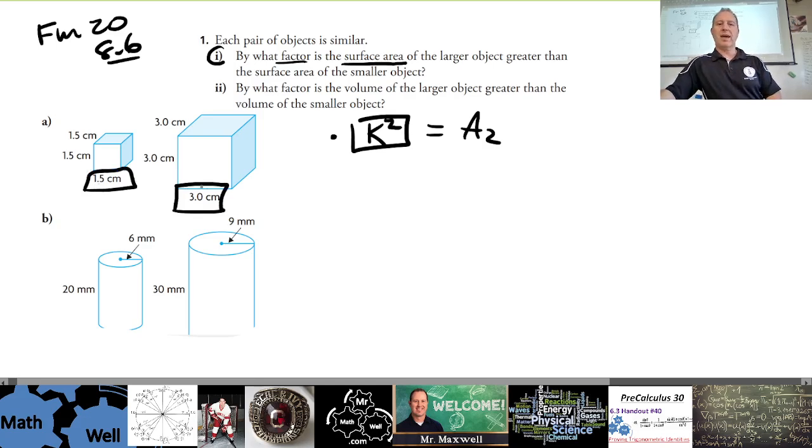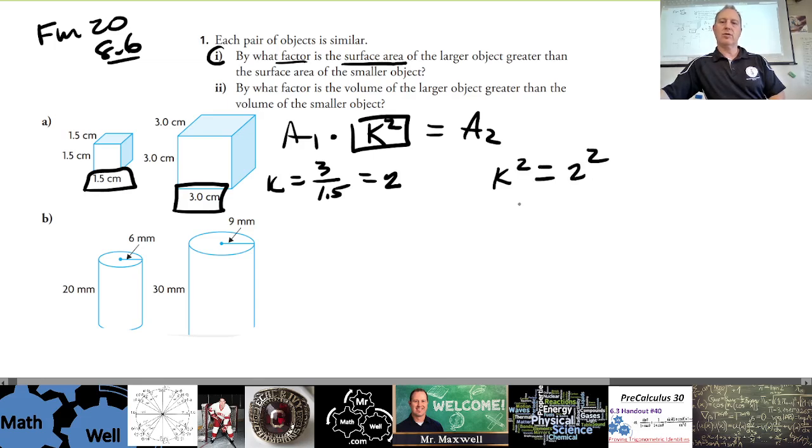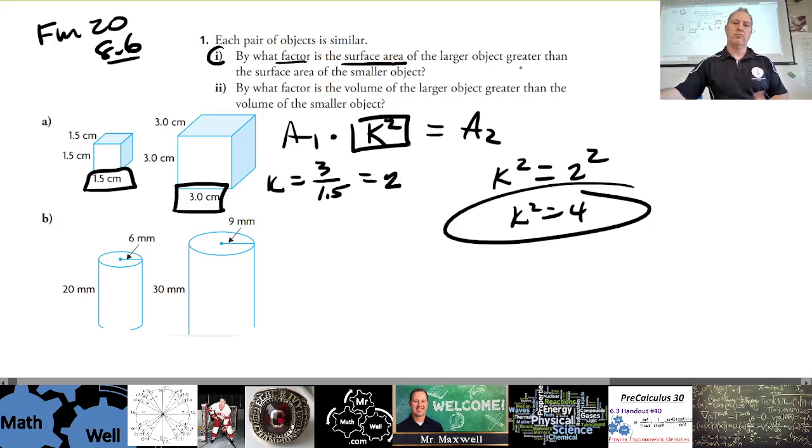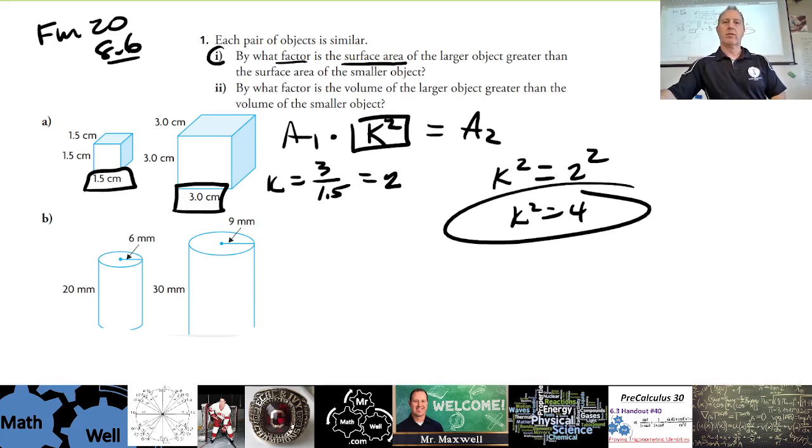So what is the K value, the larger one? So it's 3. So K is 3 divided by 1.5, which is 2. So K squared is 2 squared. K squared is 4. So does that make sense that the surface area would be 4 times as big if the K is 2 times as big? Question about that?